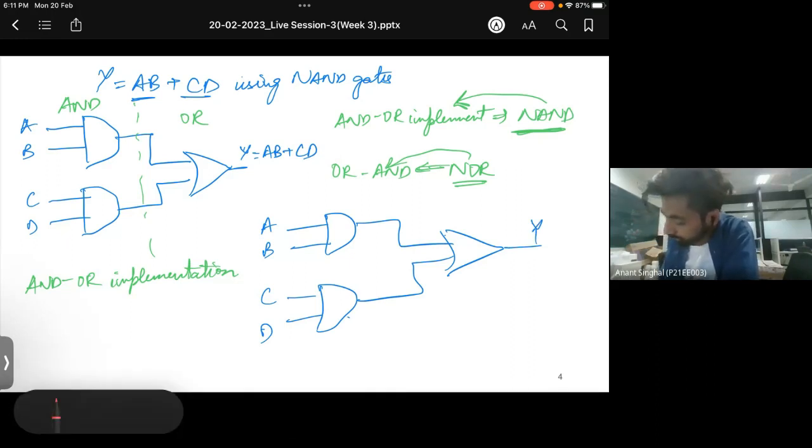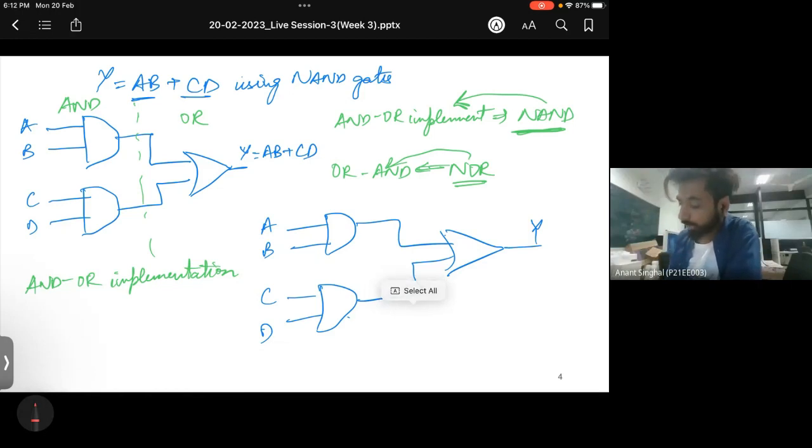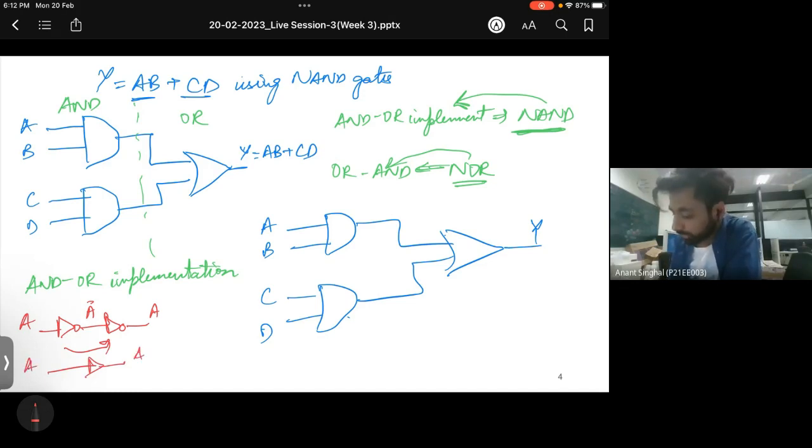Now we need to realize this using NAND gates only. If I use a NOT gate and a NOT gate again on A, what will be the output? It will be nothing but the same as whatever input has been given, because two NOT gates are nothing but a buffer circuit. Whatever input has been given is coming to the output. Is this clear, that if I use two NOT gates, they will cancel the effect of each other?